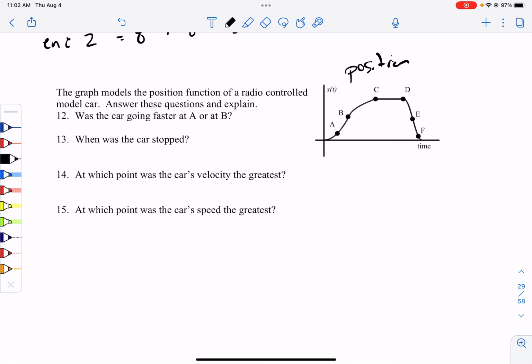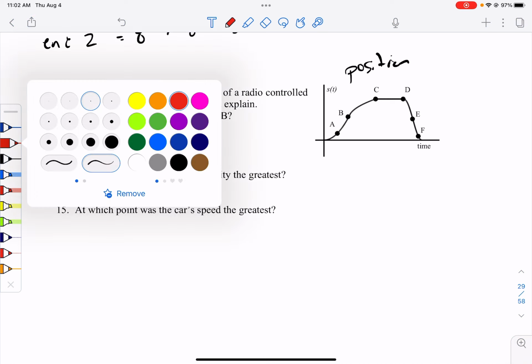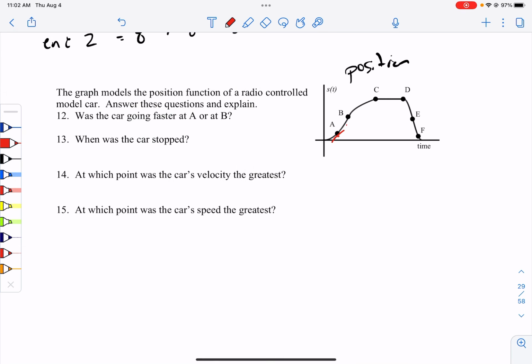So remember, speed is your rate of change. That's your slope. So at A or B, which one of those is more steep? At B. So B, because the curve is steeper at B. My rate of change is faster at B. That answer goes up there. Oh, I love magic. Okay, 13.